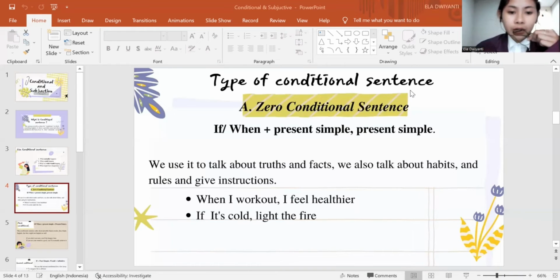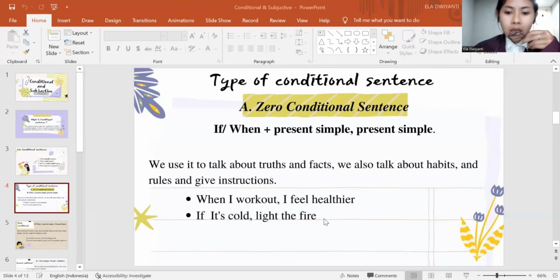For example, when I wake up, I feel healthier. If it's cold, light the fire. We use when in this conditional when we know for sure the action is going to happen. We don't know exactly when it's going to happen, but we know it will happen.